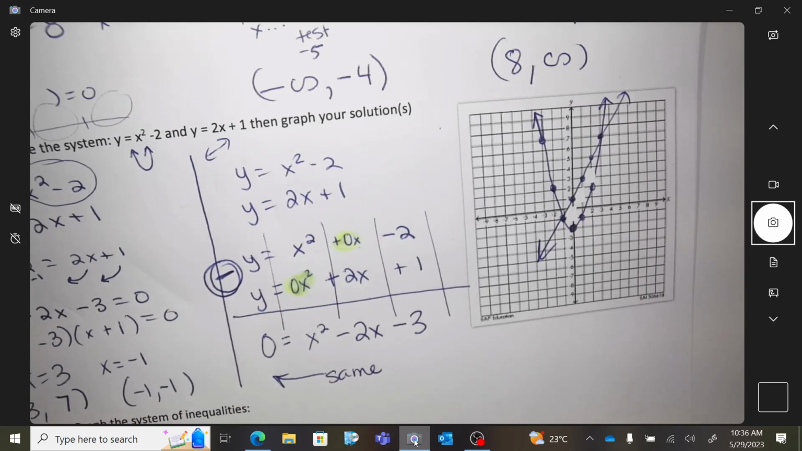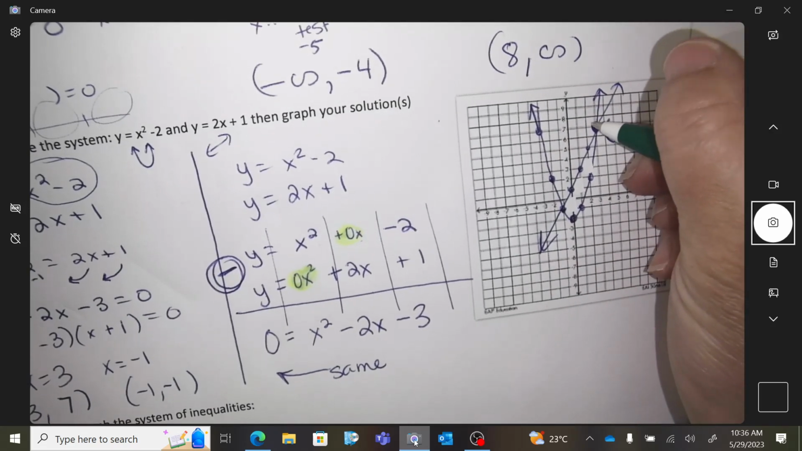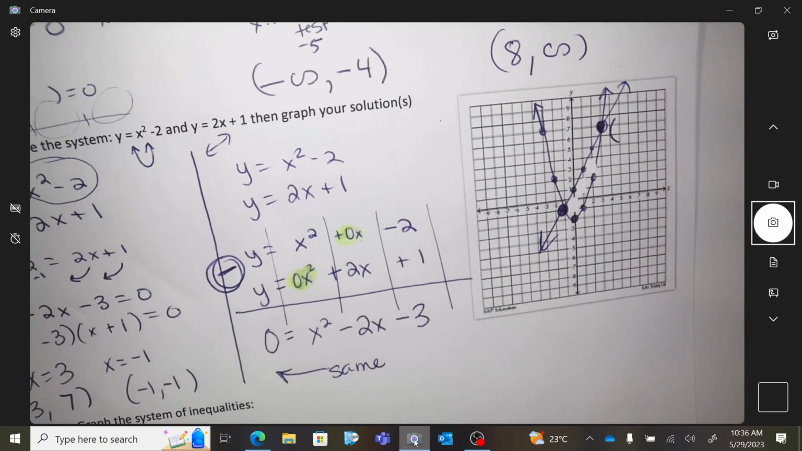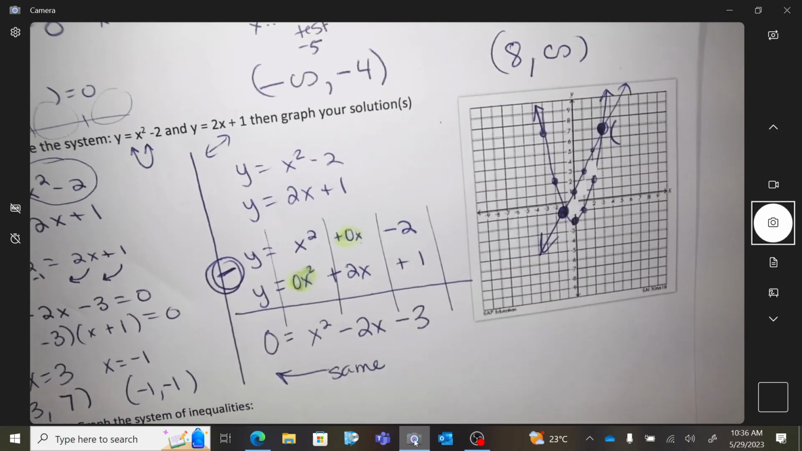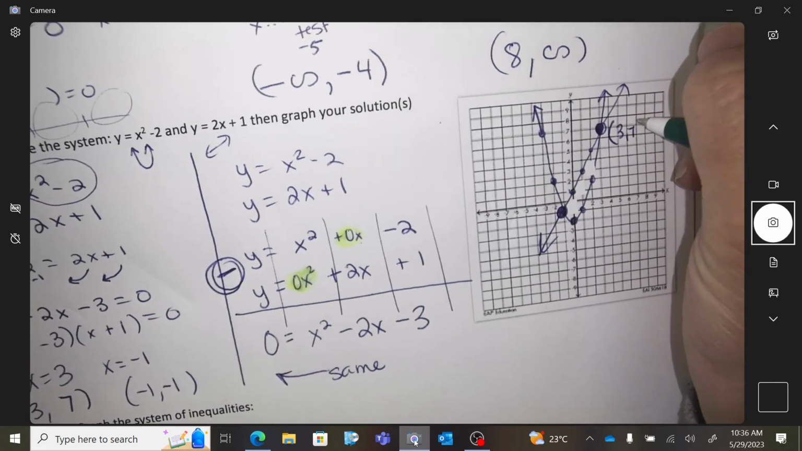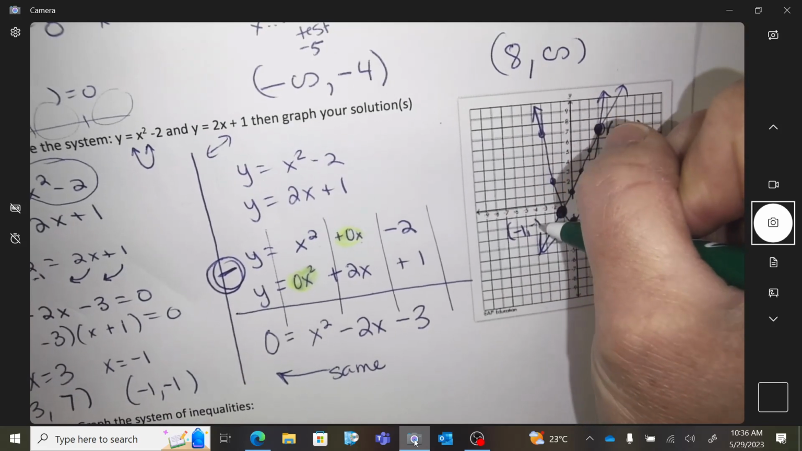Did it check out? Did it meet where we wanted it to? What coordinate here did it intersect? 3, 7. Look at that. How good we are. -1, -1.